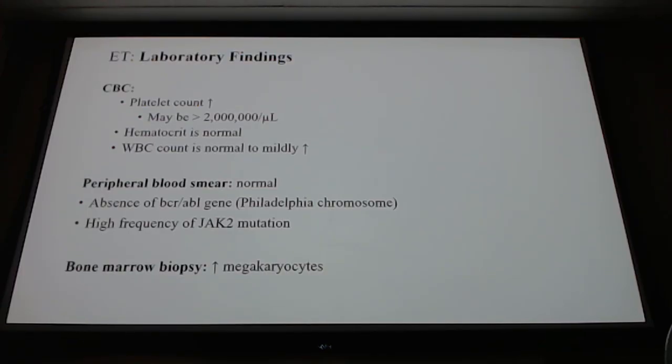But platelet count is going to be increased. That is the key diagnostic finding on this. And hematocrit is going to be normal. WBCs mildly elevated or normal. Peripheral blood smear is going to be normal. The absence of Philadelphia chromosome, right? Where do we see Philadelphia chromosome? We're going to talk more about it in leukemia, but it is the hallmark finding of CML and then sometimes in AML as well.